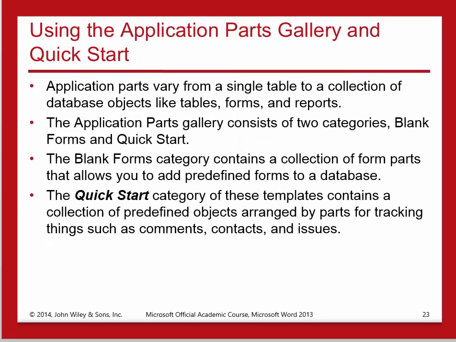Application parts vary from a single table to a collection of database objects like tables, forms, or reports, and the Application Parts Gallery gives you two categories, Blank Forms and Quick Start. Blank Forms will just be form parts that allow you to add predefined forms to a database, while the Quick Start category contains a collection of predefined objects arranged by parts for tracking things such as comments, contacts, and issues.